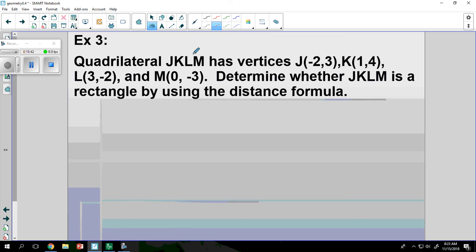Quadrilateral J, K, L, M, N has vertices J at negative 2, 3, K at 1, 4, L at 3, negative 2, M at 0, negative 3. And we're going to determine whether J, K, L, M, N is a rectangle by using the distance formula.